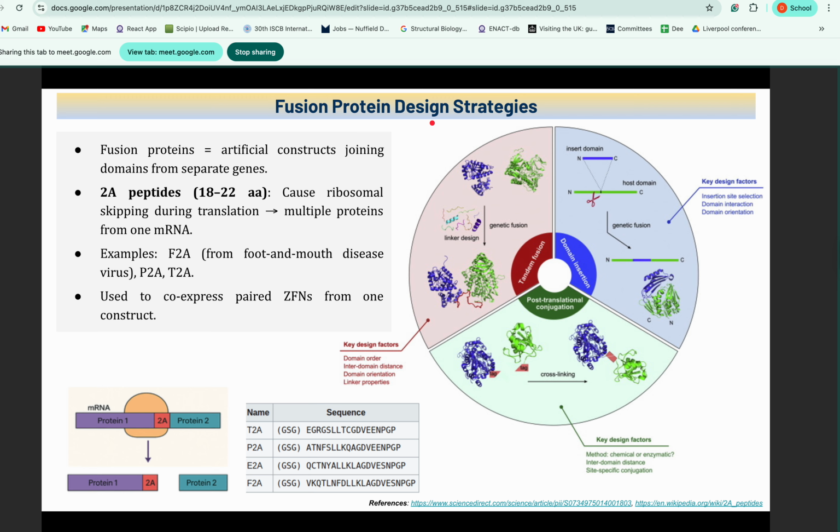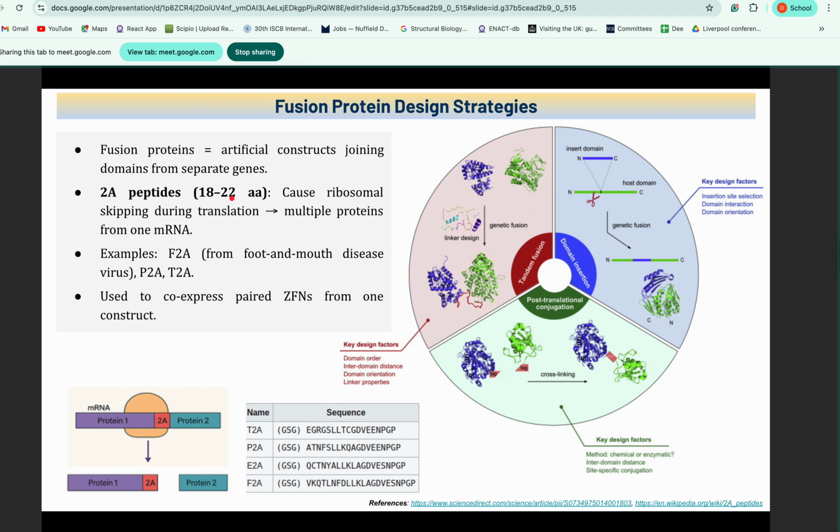Okay, then comes fusion protein design strategies. Fusion protein means we are joining two separate proteins with one another. These are artificial constructs in which we are joining domains from separate genes. An example is the 2A peptides, which are 18 to 22 amino acids long. So this is the name, 2A.